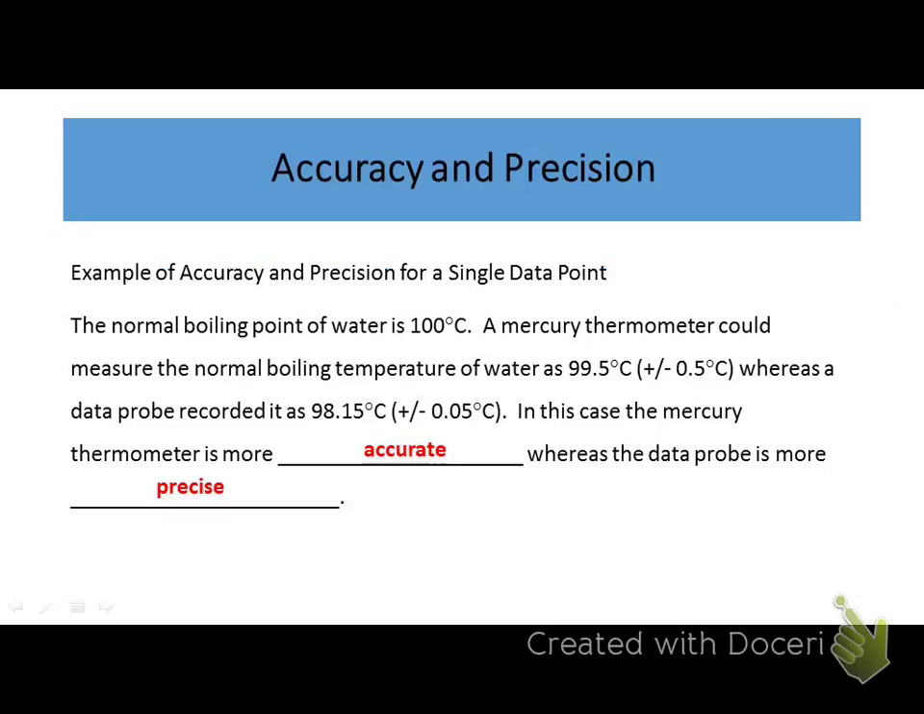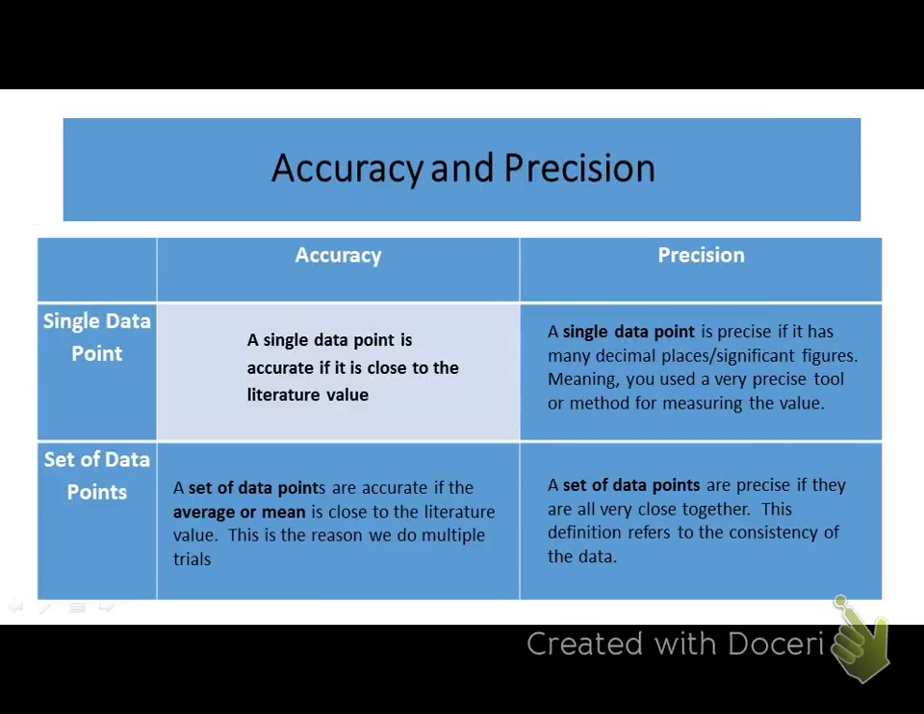Alright? So what we can see here is that if we have a single data point, it will be accurate if that single data point is close to the literature value, or what we consider the true value. A single data point is considered precise if it has a lot of decimal places or significant figures, because the more decimal places that can be recorded for a single measurement, the more precise our tool is. Alright? So that's for single data points.